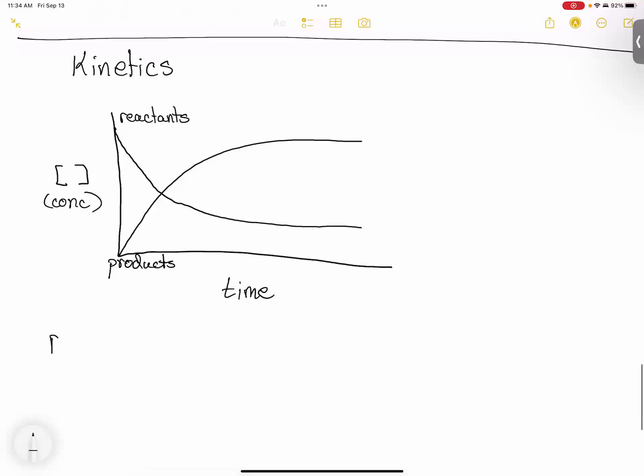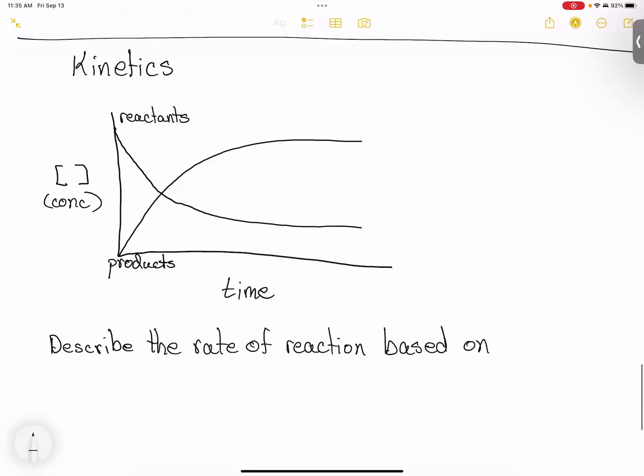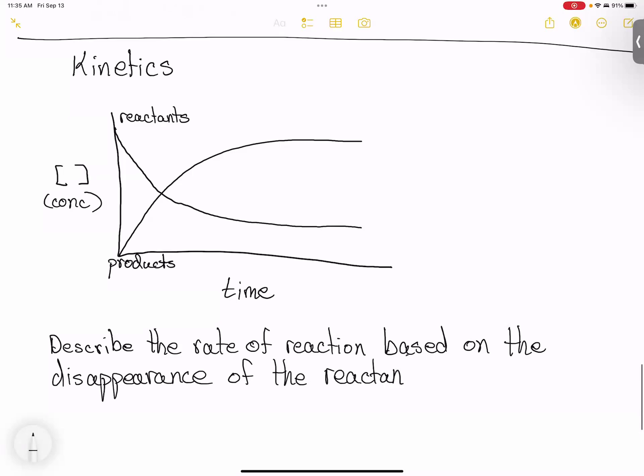Now, we can describe the rate of reaction based on the disappearance of the reactants or the appearance of the products.